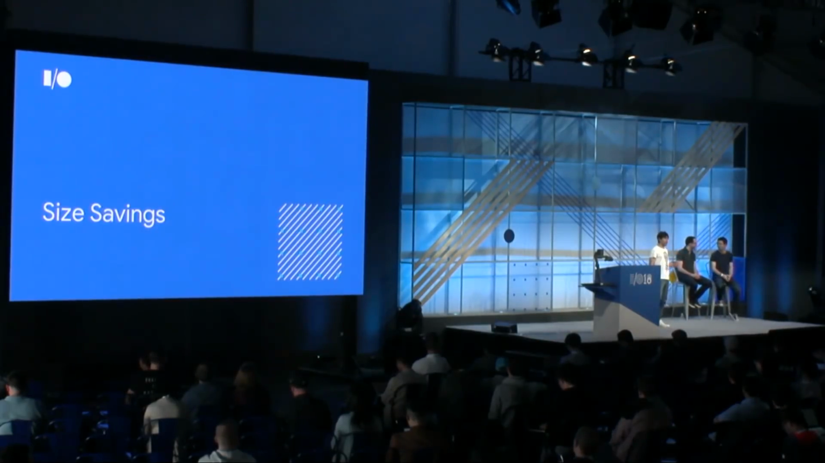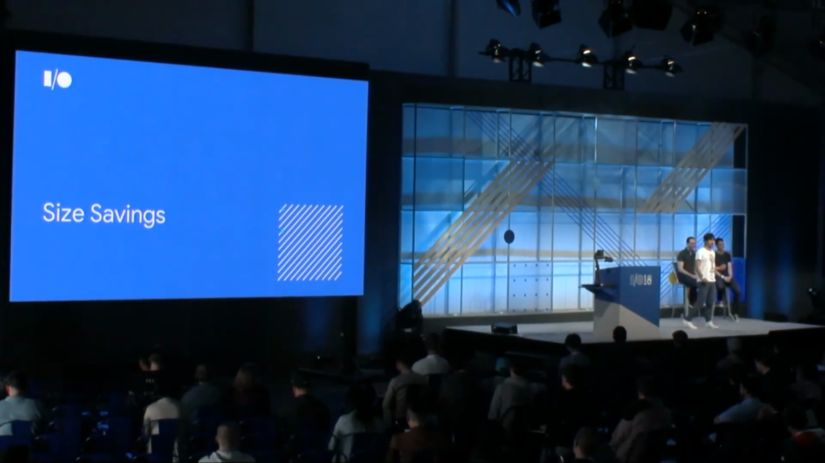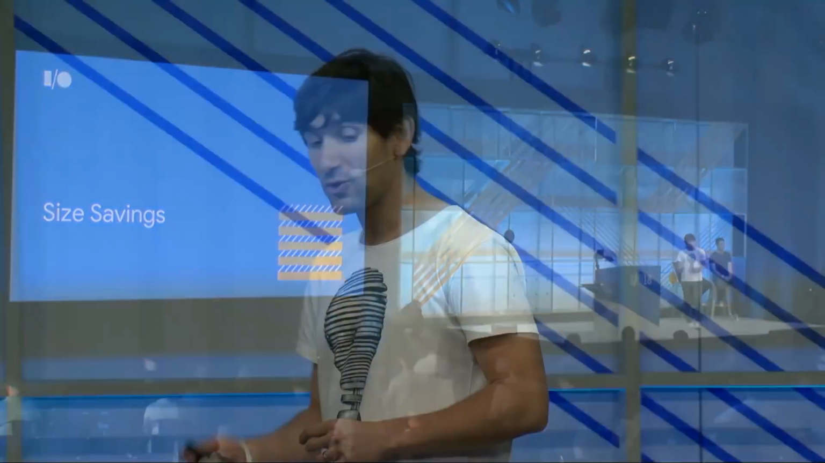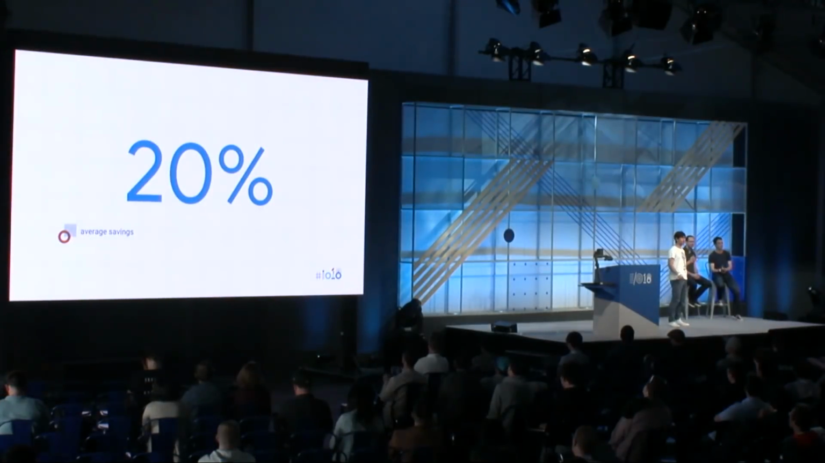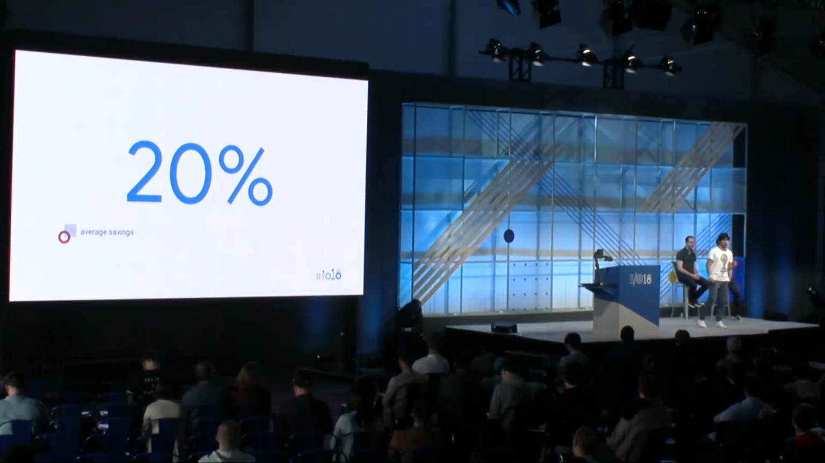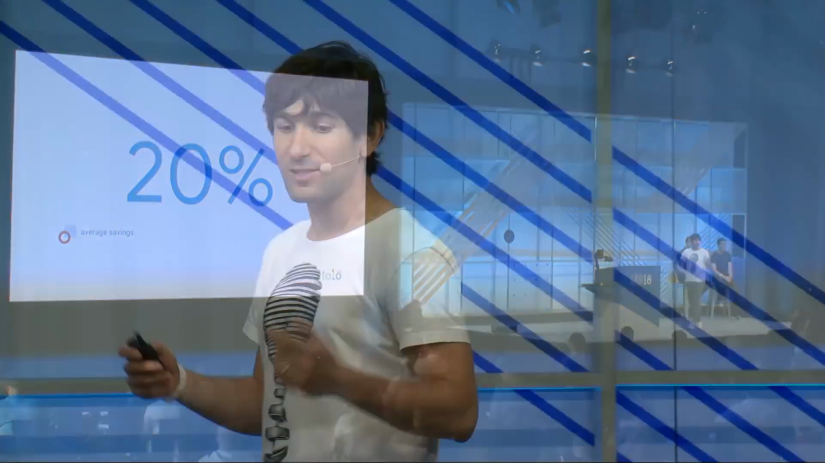Now that we know how Play serves split APKs to your devices, we're going to talk about the size savings with app bundles. We found out that, on average, apps published with app bundles are 20% smaller. And that is 20% savings every time your application is downloaded or upgraded. Now let's look at how we reached this number.